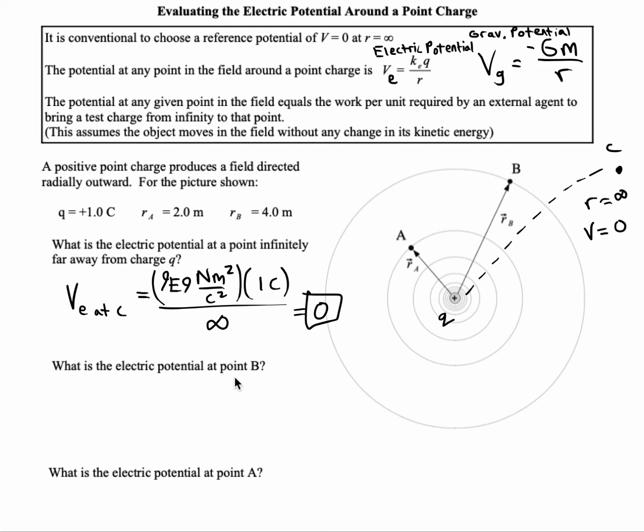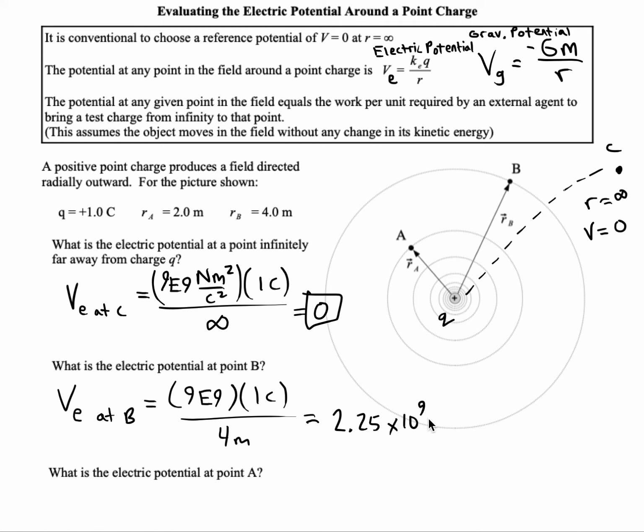Now let's find the electric potential at point B, which is a distance of 4 meters from charge Q. All right, that's going to be 9e to the 9, 1 Coulomb, 4 meters. It's 2.25 times 10 to the 9 volts. Now let's find the electric potential at point A. That would be this point here. Will it be a larger value or a smaller value?